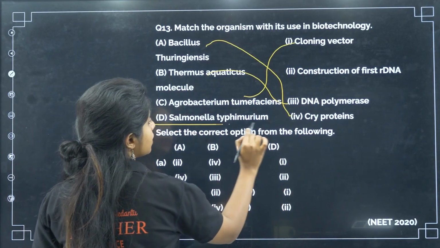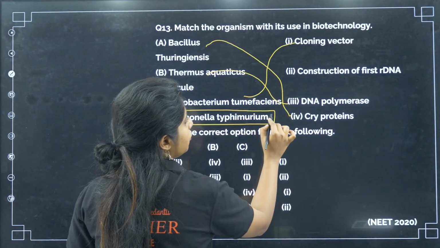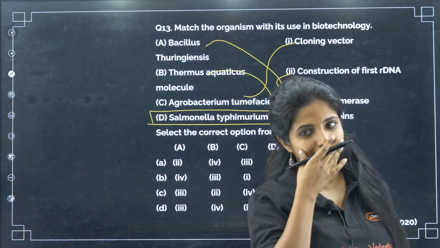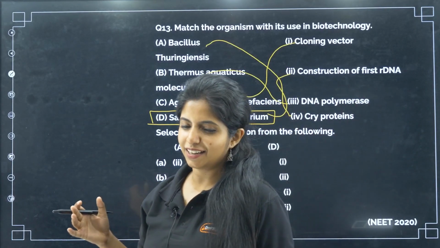Salmonella typhimurium was used for the first recombinant DNA, created with its help. Not me, I'm so sorry, the scientists.